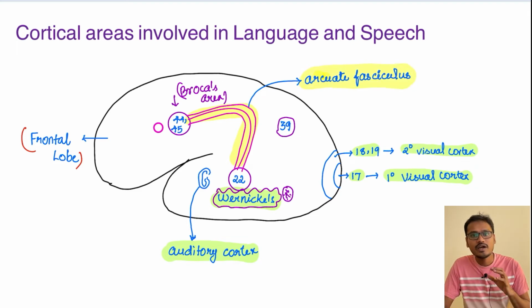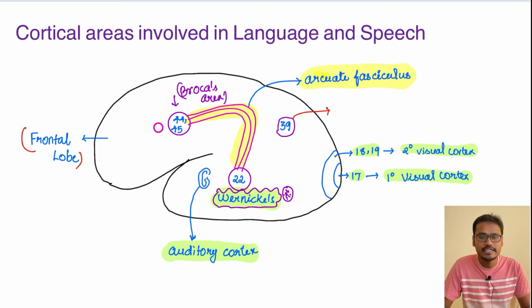So let's try to add some more information to the same diagram. I will suggest you remember two more areas which are also very important. That is, as you can see here, area number 39, which is called the angular gyrus. It is called the angular gyrus. I will tell you the importance of these areas also.